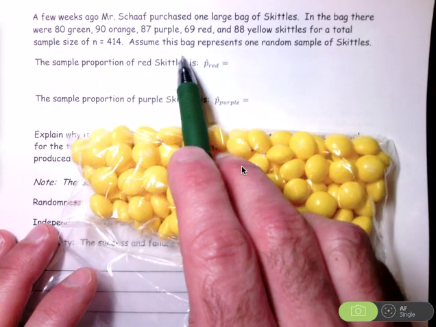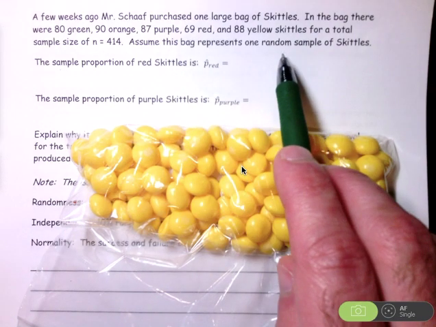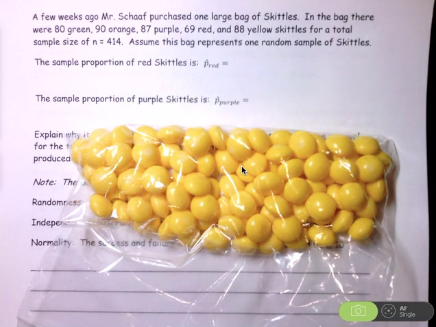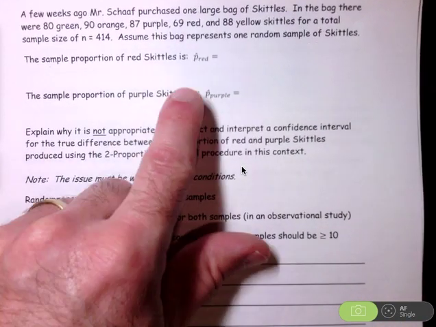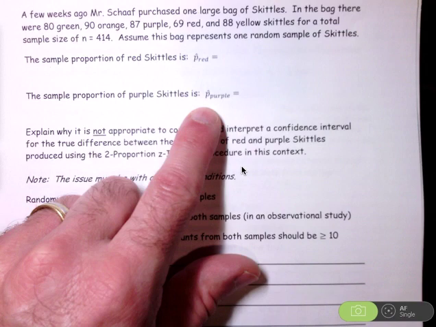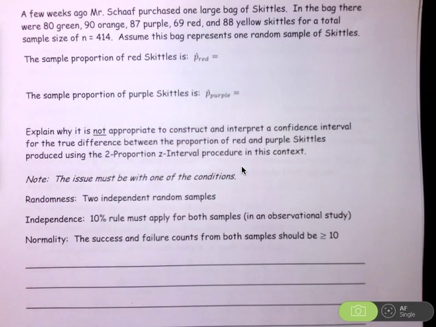So we assume this bag represents one random sample of Skittles. At the factory where they make Skittles, they just dump them into a giant vat, and then they mix them up, and then they just portion them into bags by weight. So I want to look at the proportion of red Skittles and the proportion of purple Skittles.